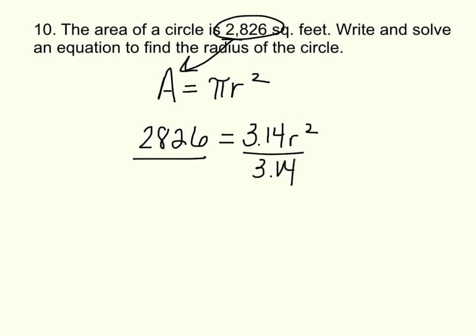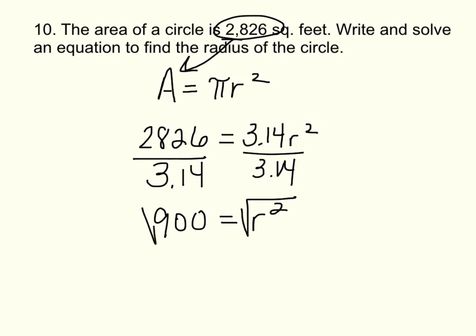I divide both sides by 3.14. 2,826 divided by 3.14 gives 900 equals r squared. We have to get rid of the square, so we take the square root. The square root of 900 is 30. So we know the radius is 30 feet.